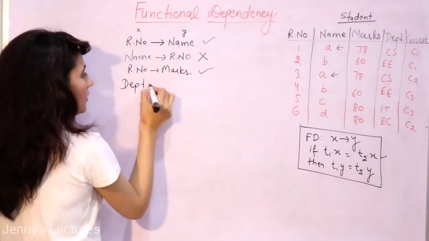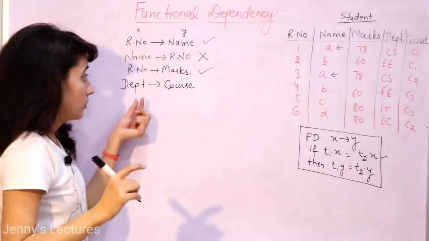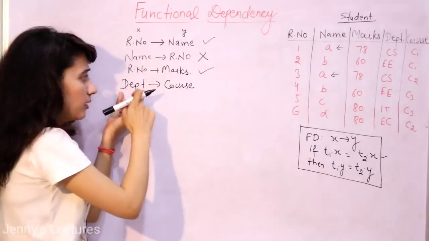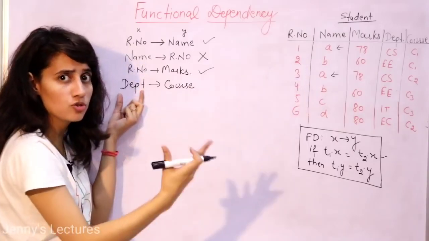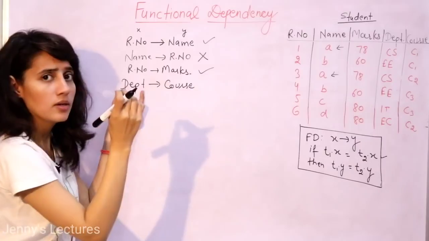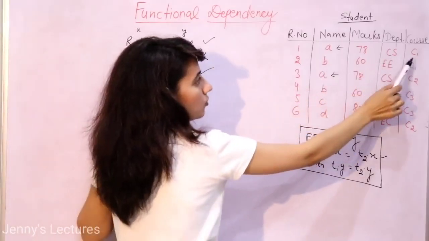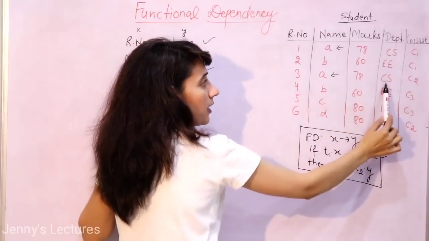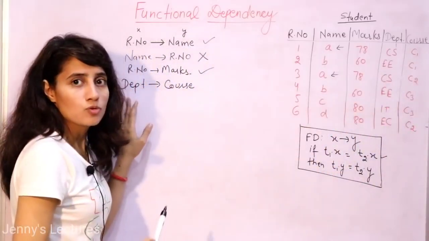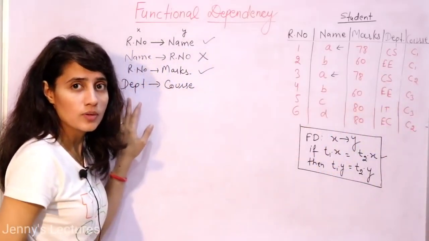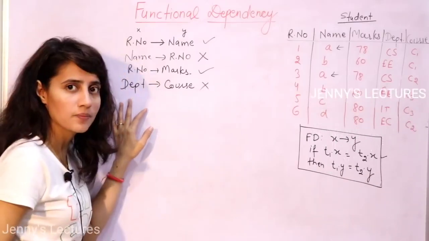Now if I say department determines course, it means I will tell you the value of department and can you tell me what is the course from this table? Can you search the course? Now if I say department is CS, here course is C1, but again department in another tuple is CS, but here course is C2. So which one will you tell me, C1 or C2? I cannot tell. So you can say this is not a functional dependency, fine.